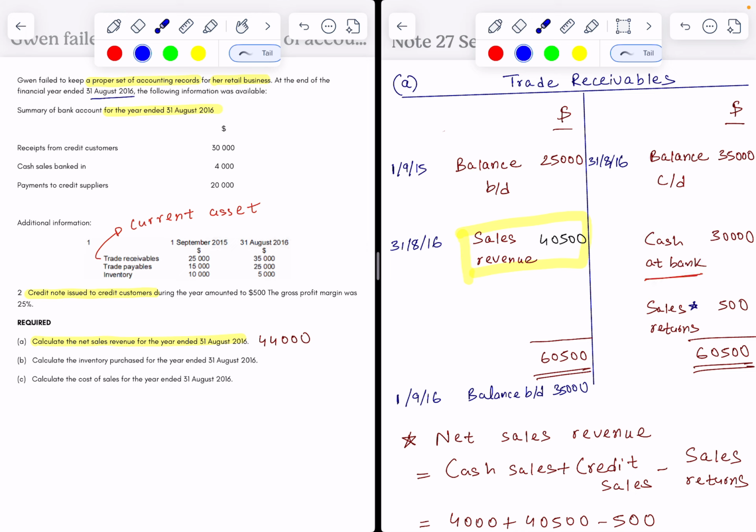Now, if you check the second additional information which is given to us, it's mentioning credit notes issued to credit customers during the year amounted to $500.